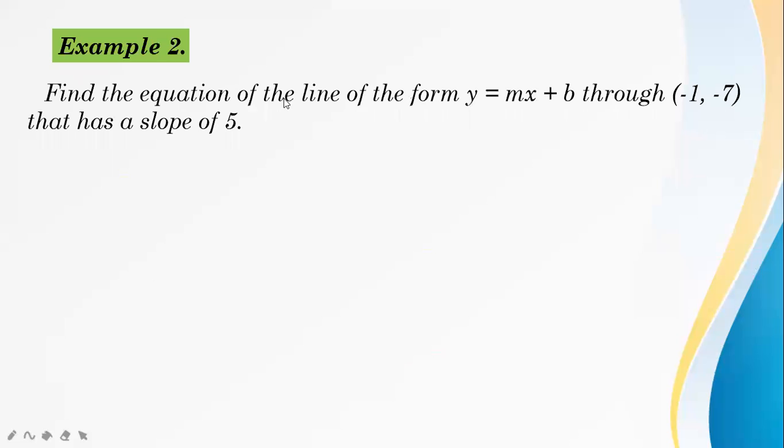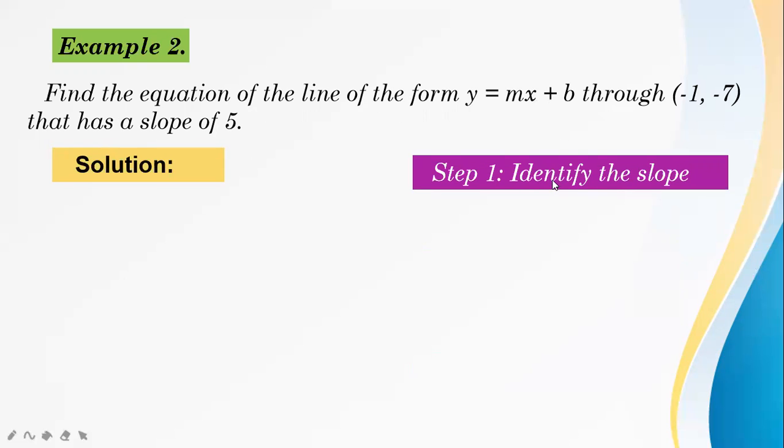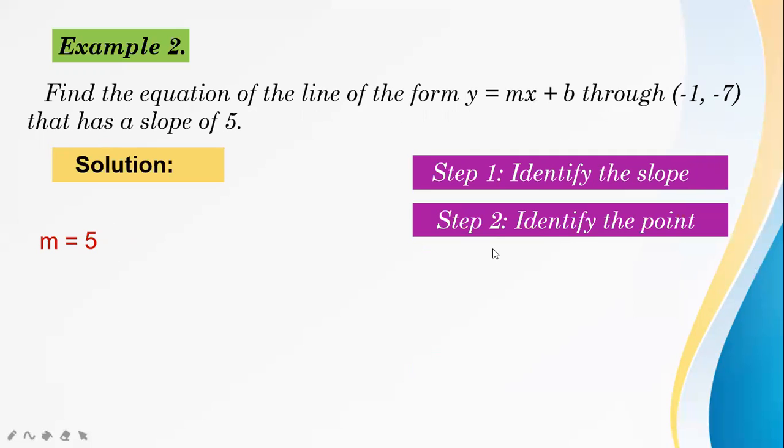Next, number 2, find the equation of the line of the form y equals mx plus b through negative 1, negative 7, the given ordered pair that has a slope of 5. So again, we have the solution. First step, identify the slope. So this will be your slope, positive 5. Then step 2, identify the point. And we have the given point, negative 1 and negative 7.